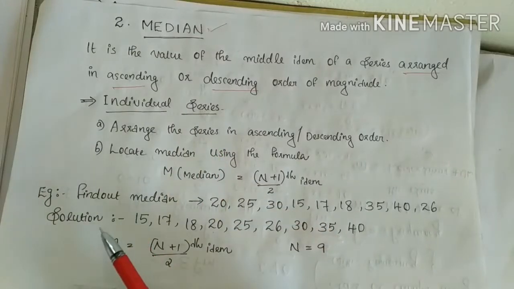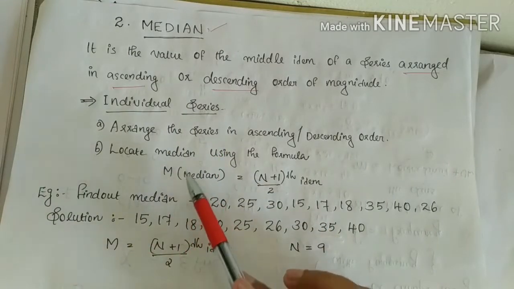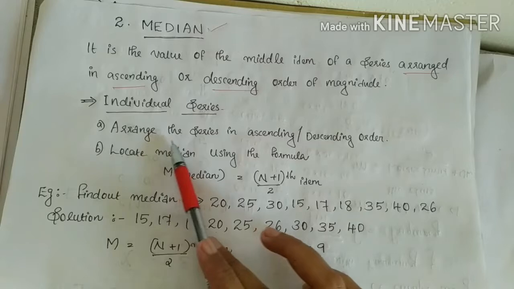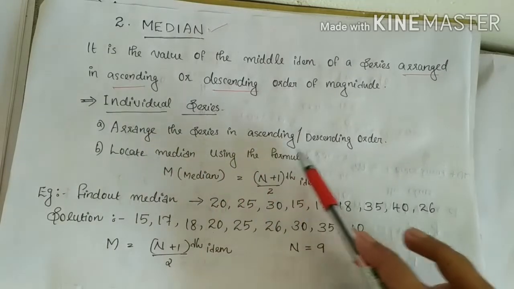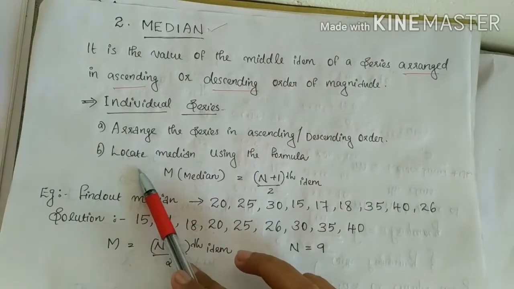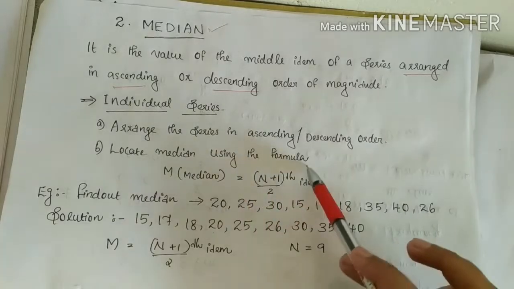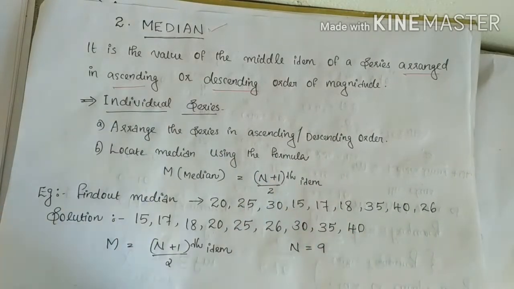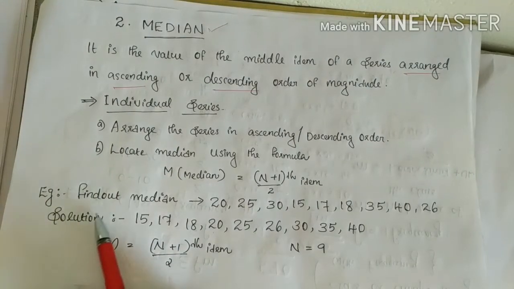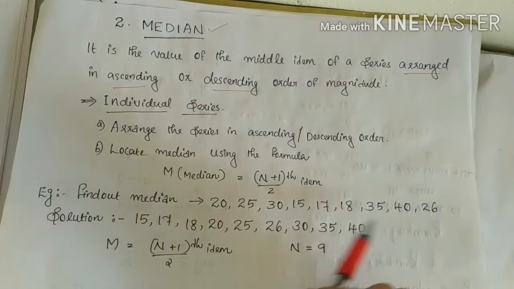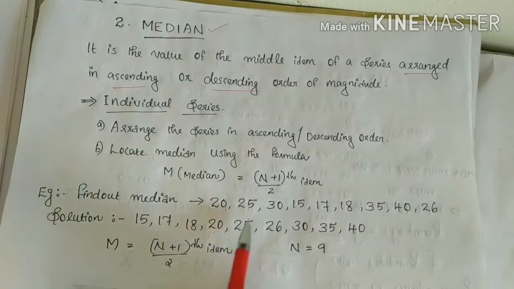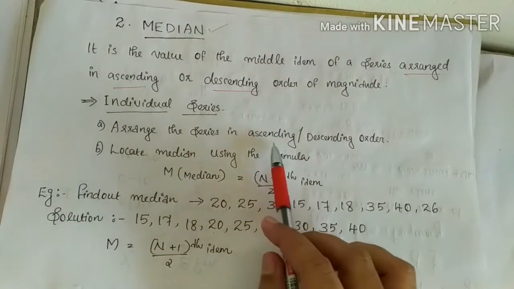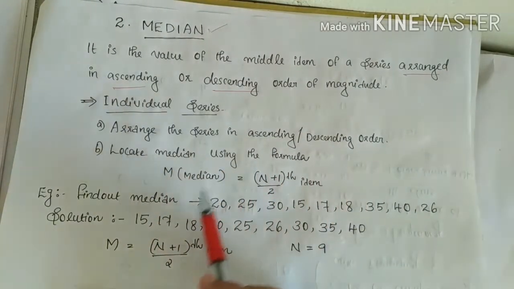First one, how to calculate median in individual series. The steps are: arrange the series in ascending or descending order. Second, locate median using the formula, that is median is equal to (n plus 1) by 2th item. For example, find out median from the following series. First step is you have to arrange the data in ascending or descending order.